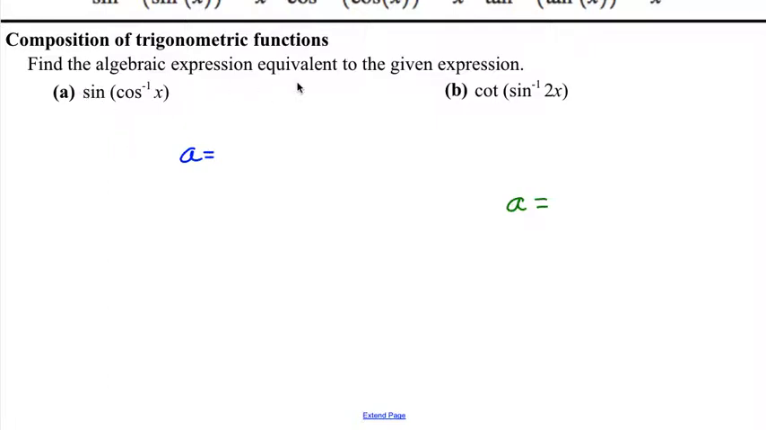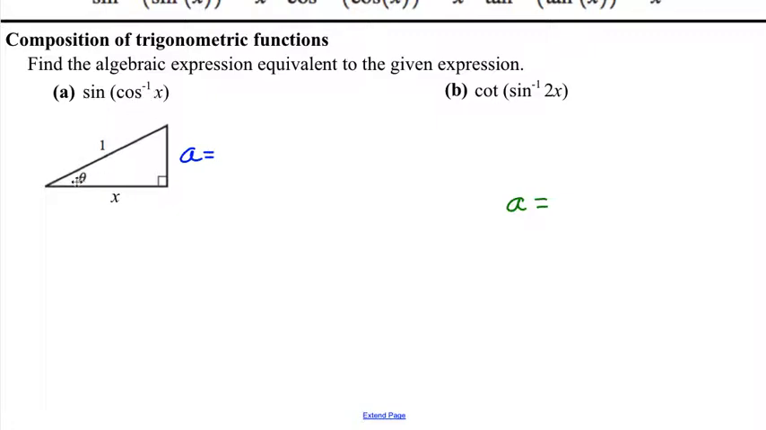It says find the algebraic expression equivalent to the given expression. We want the sine of the angle whose cosine is x. So what you're going to do for these with the composition functions is draw your right triangle and label theta, just any angle theta, and we want to start out with the cosine of the angle being x. So the angle whose cosine is x.